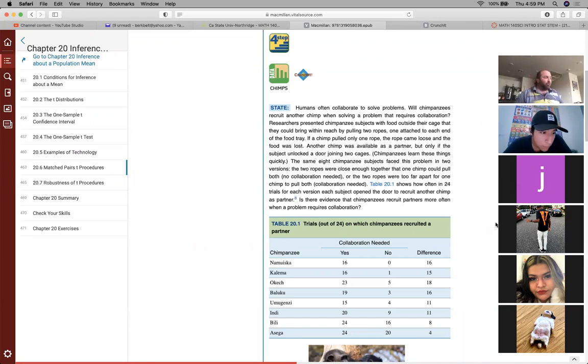Not exactly. There's more to it than just 2 different versions. There's something very specific. What makes this a matched pair t-test versus what we're going to learn later, which is a 2-sample t-test? What is it in the question? Read it.